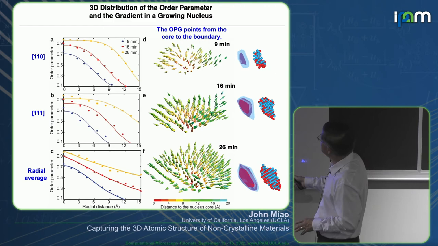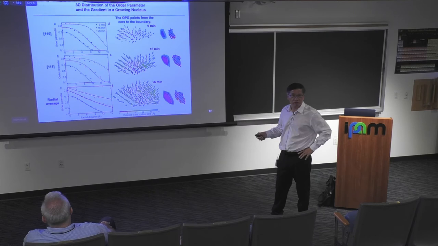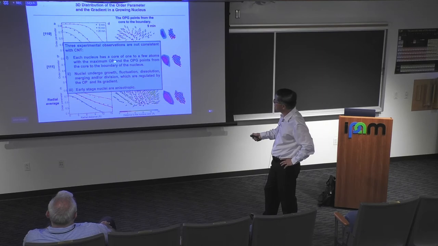We computed the gradient. We found there's always a gradient, always a core, and it goes outward, with a gradient along the 1-1-1 direction and the radial average. If we take a derivative, we can see the arrow always points from the core to the boundary. So we find these three observations are not consistent with classical nucleation theory. First, each nucleus has a core of one to a few atoms with a maximum order parameter, and the order parameter gradient points from the core to the boundary of the nucleus.